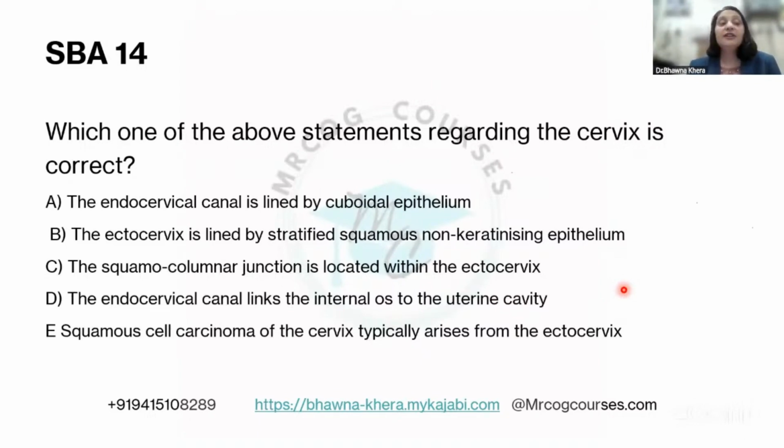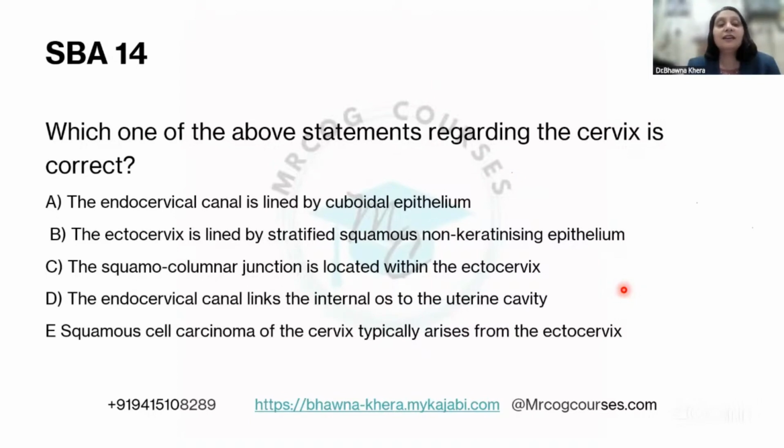Coming to the next question, that is SBA 14. Which one of the above statements regarding the cervix is correct? The endocervical canal is lined by the cuboidal epithelium. The ectocervix is lined by stratified squamous non-keratinized epithelium. The squamocolumnar junction is located within the ectocervix. The endocervical canal links the internal os to the uterine cavity. Squamous cell carcinoma of the cervix typically arises from the ectocervix.